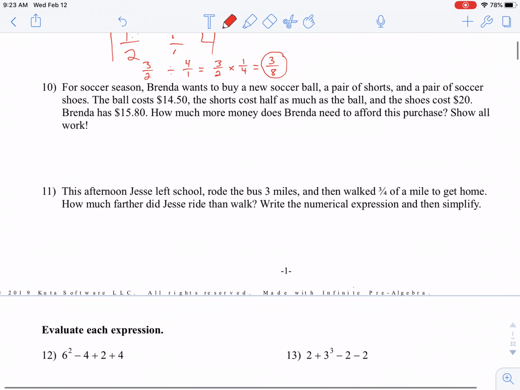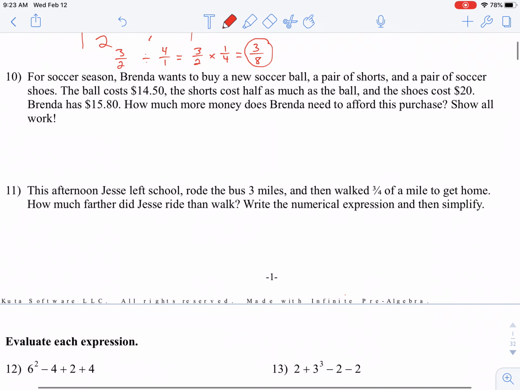Now, looking at problem number 10, it says, for soccer season, Brenda wants to buy a new soccer ball, a pair of shorts, and a pair of soccer shoes. The ball costs $14.50. The shorts cost half as much as the ball, and the shoes cost $20. Brenda has $15.80. How much more money does Brenda need to afford this purchase?